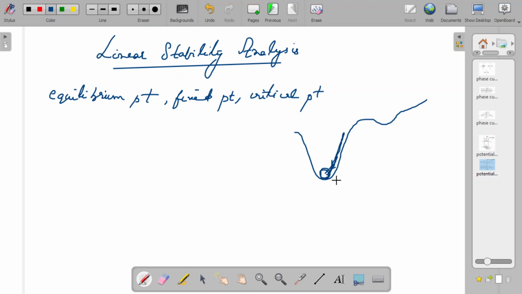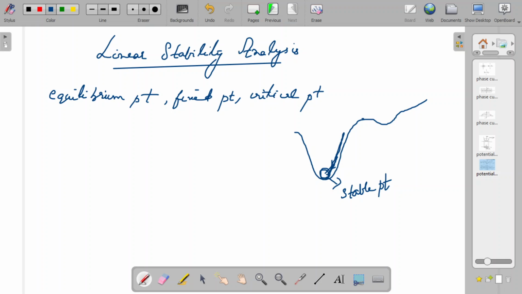So I can say that for this ball, when you give an infinitesimal displacement, a small perturbation, it will go and come back to the same position. We can call this a stable point because, as I said, the ball will come back to the same position, to the well. So I can consider this a stable point.